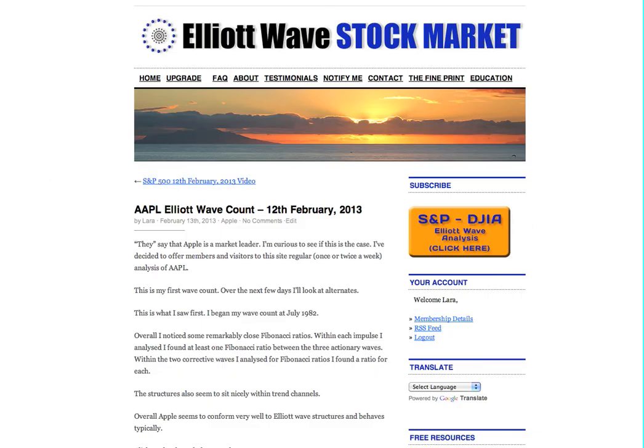So overall, I found some remarkably good Fibonacci ratios for Apple. I even found a couple of nice ratios between A and C waves, which slightly surprised me. It seems to fit really nicely in trend channels drawn using Elliott's technique. Overall, the structures look really typical, 5s up and 3s down, or when the trend is down, the opposite. I'll keep analysing this one once or twice a week and making it freely available on my website, and I want to see if it really is a market leader.